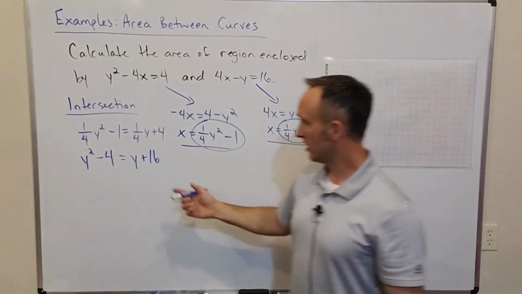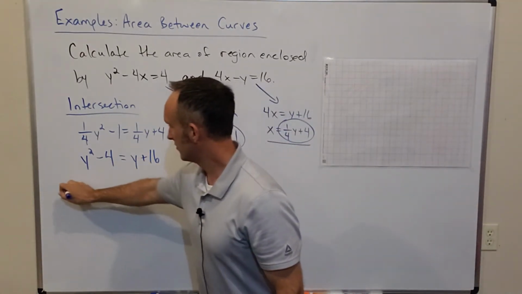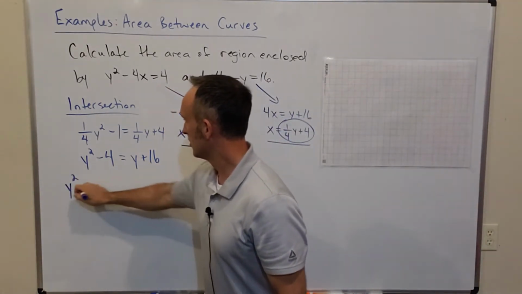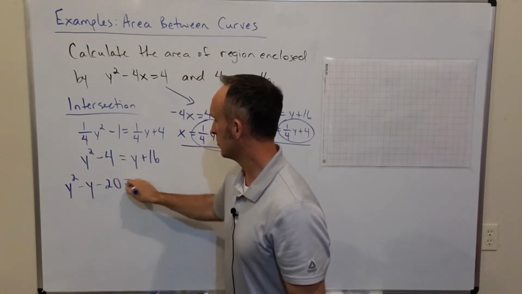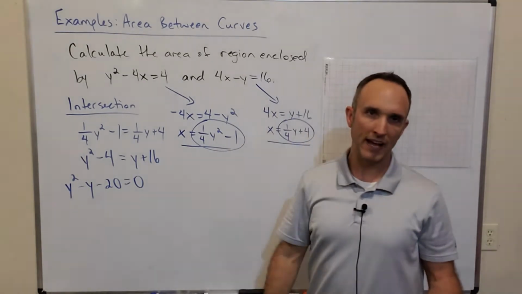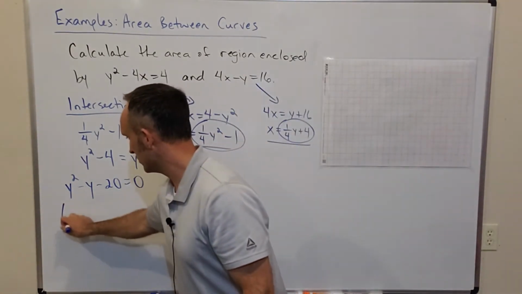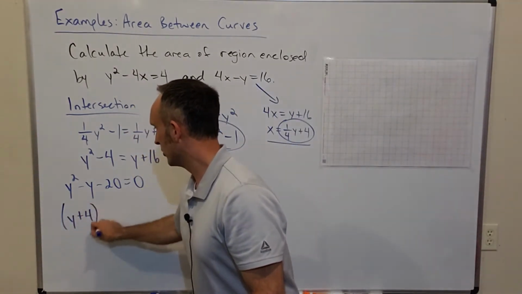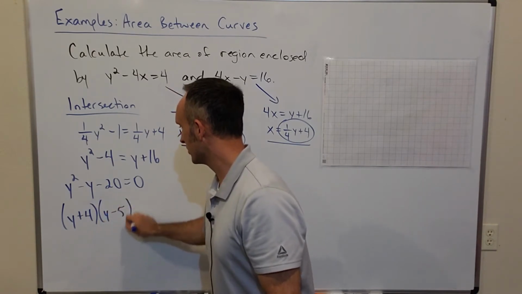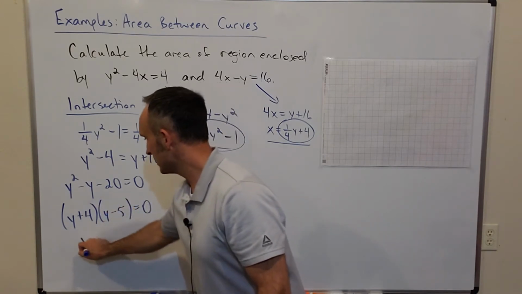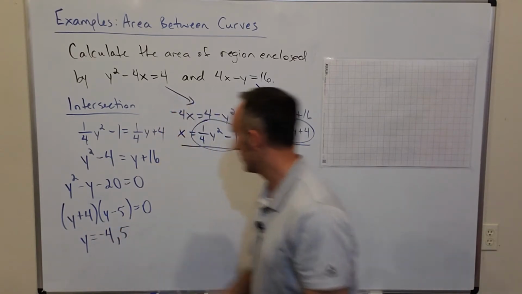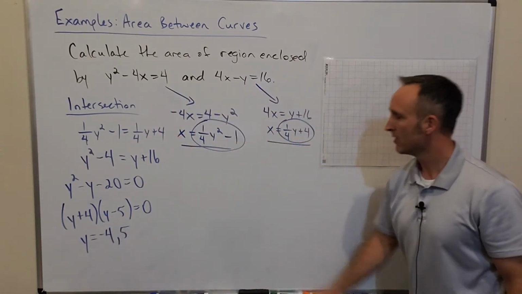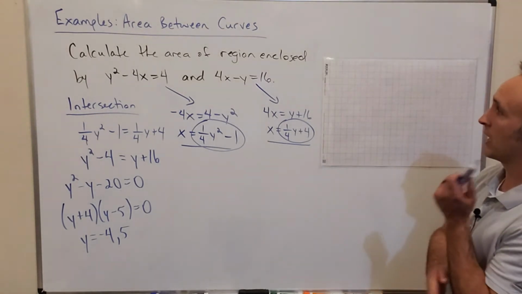To finish solving it, I'll get 0 on the right side. So I'll have y squared minus y minus 20 equals 0. And then I'll factor. You can use the quadratic formula if you desire. So I get y plus 4 times y minus 5. And so I can see that the two curves intersect when y is negative 4 and when y is 5. Okay. All right, so now let's graph each of them.